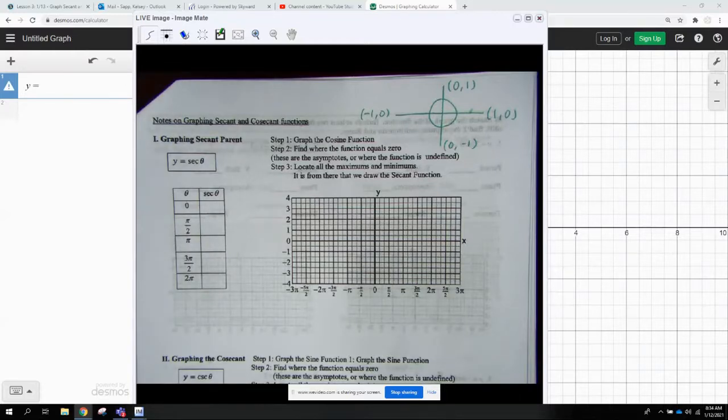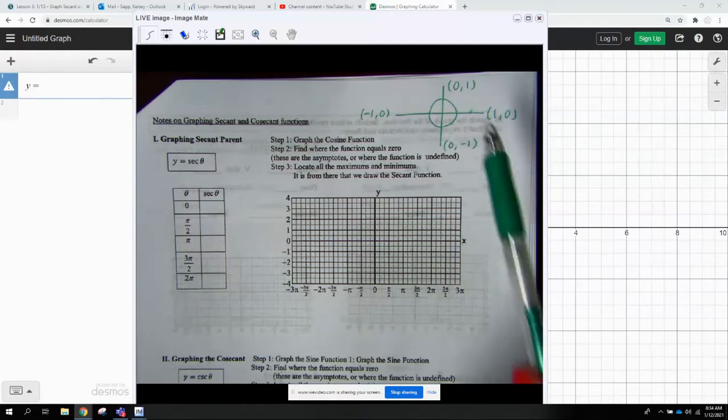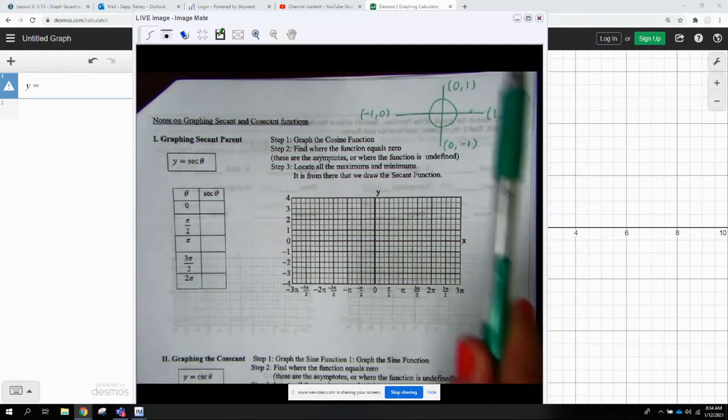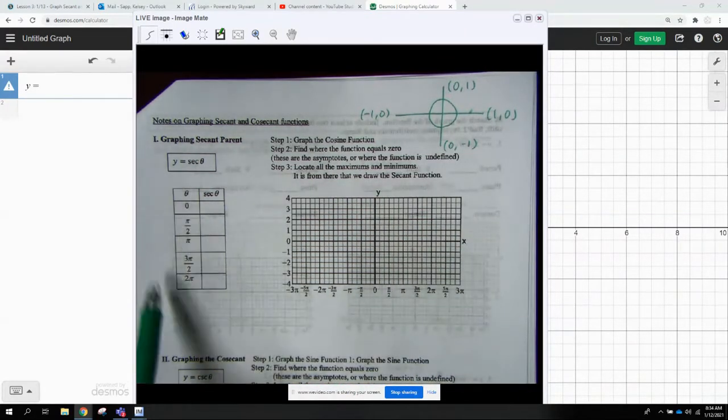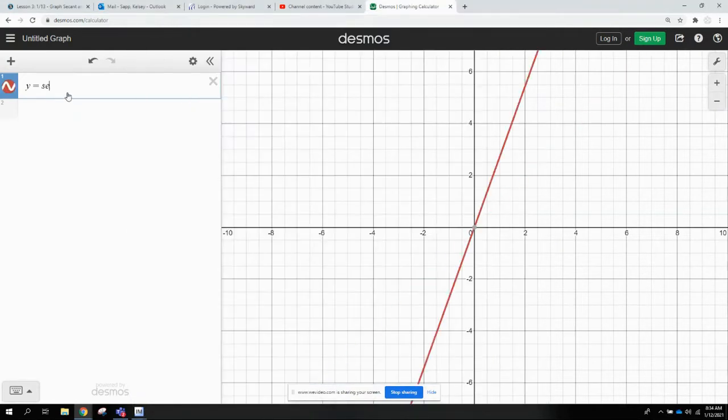All right, graphing secant and cosecant. What I've done first on page 9 is sketched out our unit circle and wrote the coordinates on each quadrantal. We're going to use this to create our table. What I want to do first, though, is show y'all what secant and cosecant actually look like on the graph. Let's start with secant.